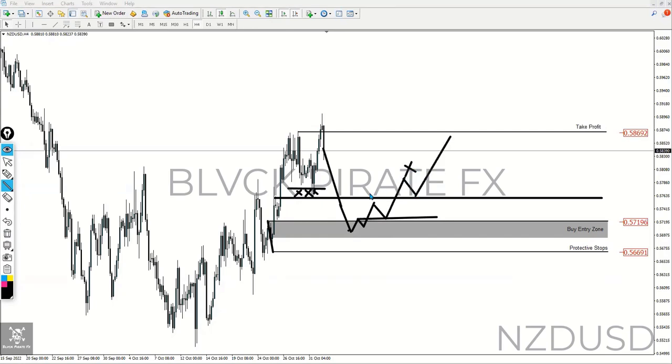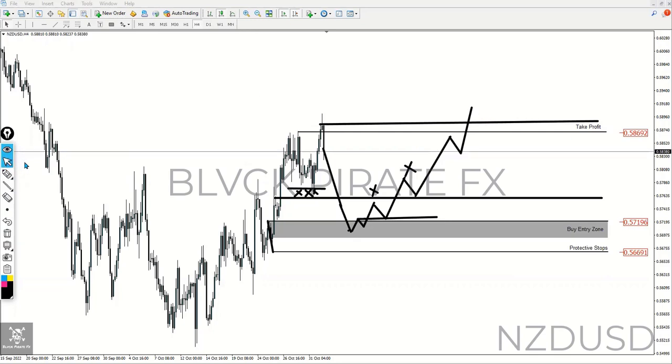So these are going to be areas where we seek to take profit until we trade above the borders of the candles in here, which is the 0.5880 institutional level.